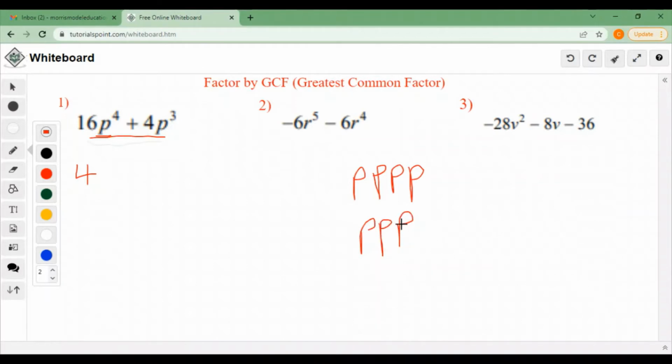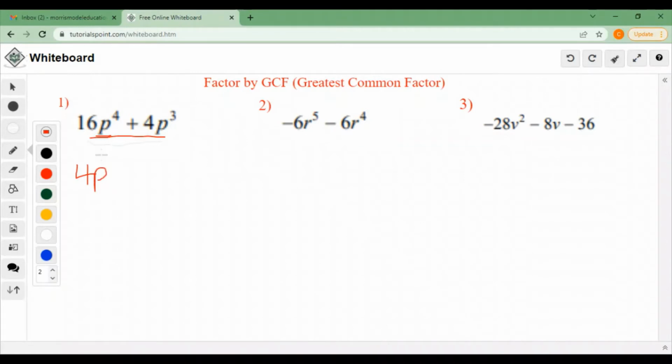So when you're trying to come up with what's in common between 16p to the fourth and 4p to the third, you could say they each have 3 p's in common. The top one has 4 p's, the other one only has 3 p's. But what do they have in common? The most they have in common is the 3 p's. You with me? So for that reason, we're going to say p to the third is also part of that GCF.